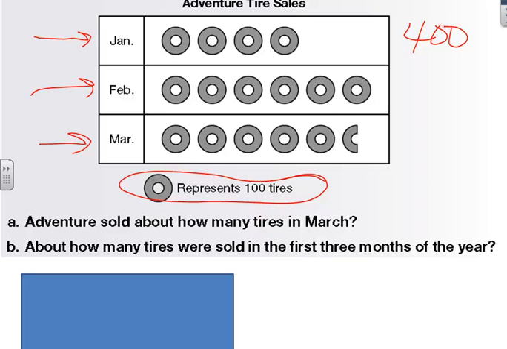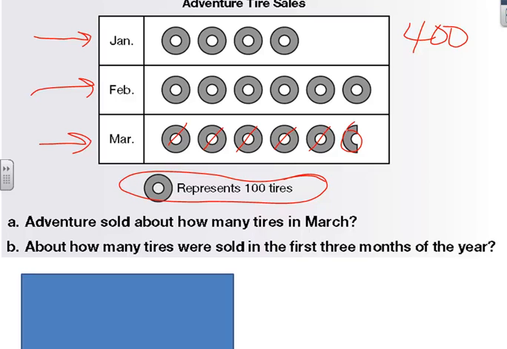So in A, it asks us, for the company Adventure Tire Sales, how many tires did they sell in March? Well, we've got 100, 200, 300, 400, 550, because there's a half there. For B, about how many tires were sold in the first 3 months of the year.